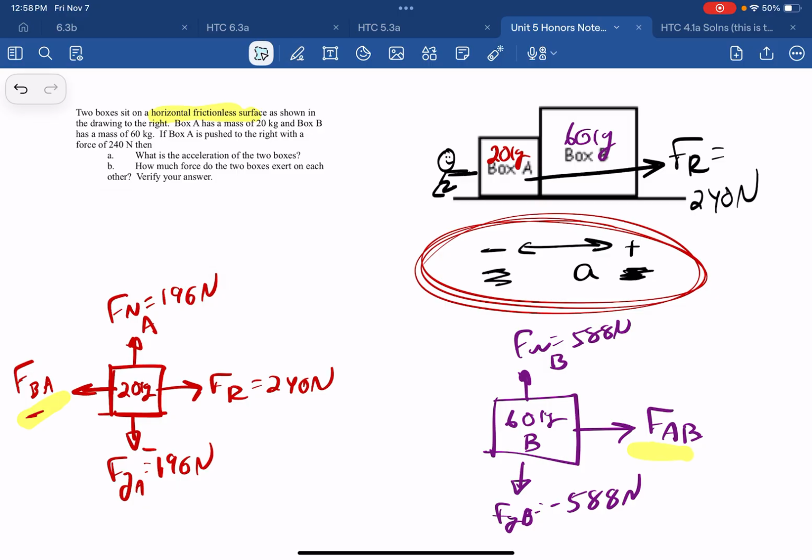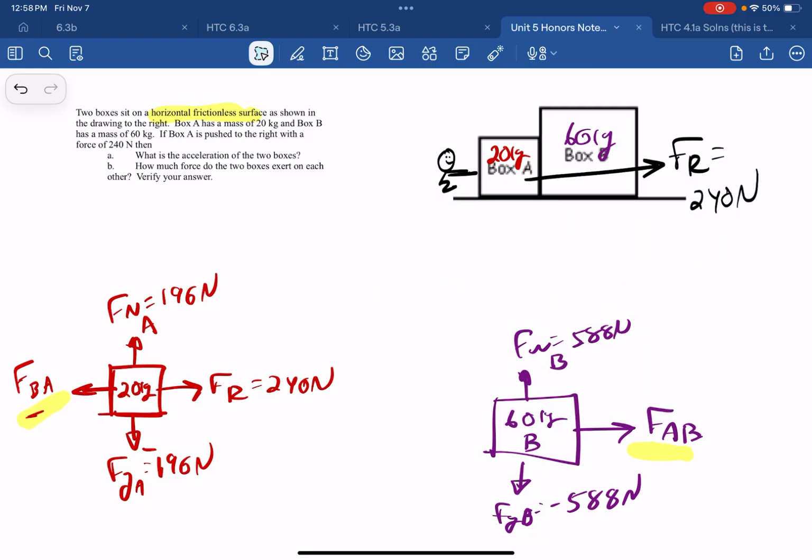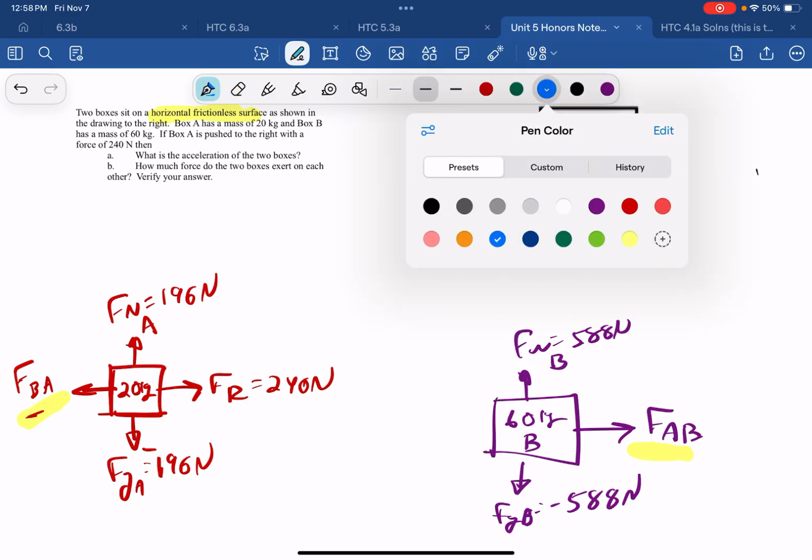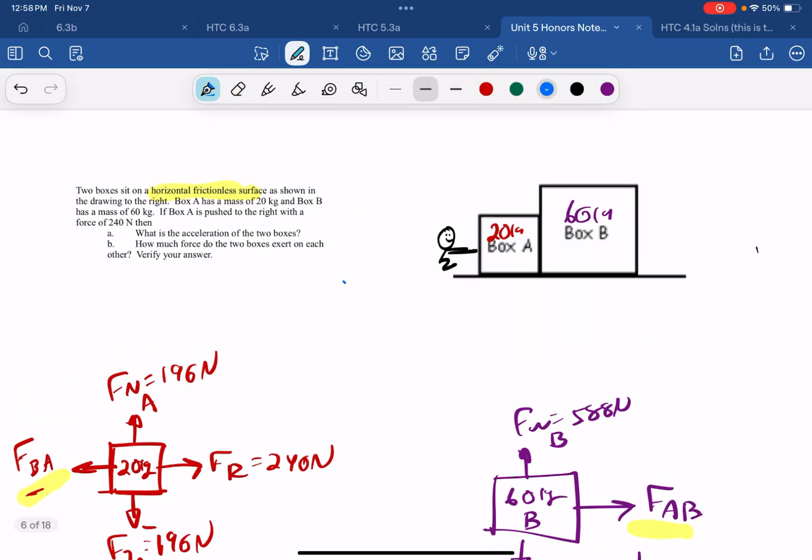All right, so what I'm going to do now is go back to my original 2-object system, and let's make a new free body diagram for that. I'm going to do this in blue. Let's get rid of some of these things here. All right, so here's my 2-object system. I'm going to draw a little bubble around it just so we know what we're doing here.